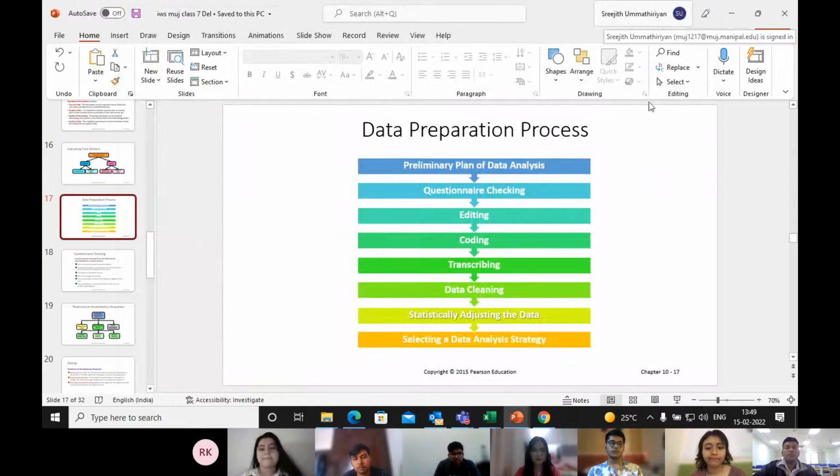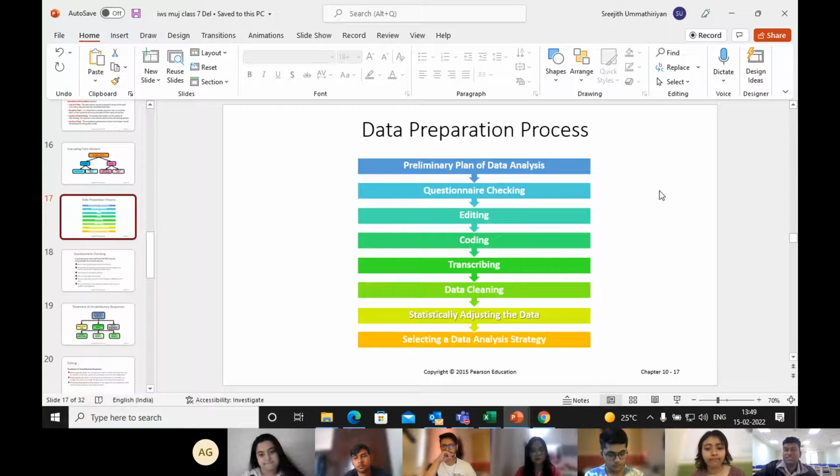Now, the data preparation process has a preliminary plan of data analysis, questionnaire checking, editing, coding, transcribing, data cleaning, statistically adjusting the data, and selecting a data analysis strategy. We'll look at all these things in the coming slides.